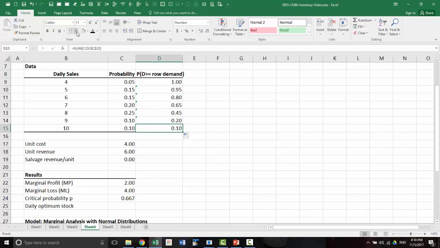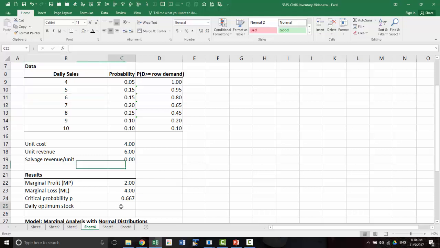So let's put the thing back. This is our critical probability. So you want to stop with the stock level at which the probability of demand being more than or equal to that level is at least 0.67. So here it is good, here it is good, here it is good. Here if you have 7, then the probability falls short of 0.667. So your optimal stock level is 6, right?